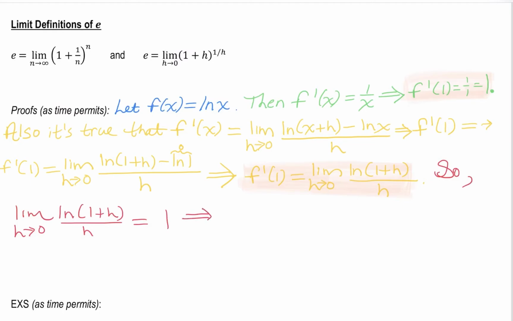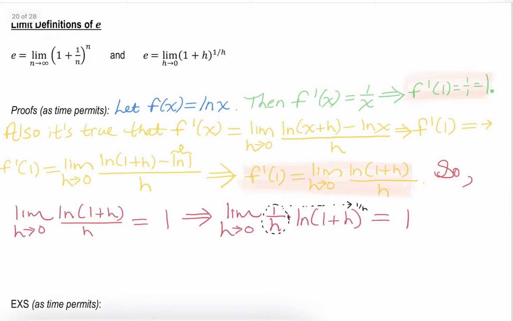Okay, so let's think about how I can rewrite this limit here. If I think of divided by h as multiplying by 1 over h, then as a property of logs, I can take this 1 over h and move it up as an exponent in that log expression. And so I now have my limit as h goes to 0 of natural log of 1 plus h raised to the 1 over h, that is equal to 1.